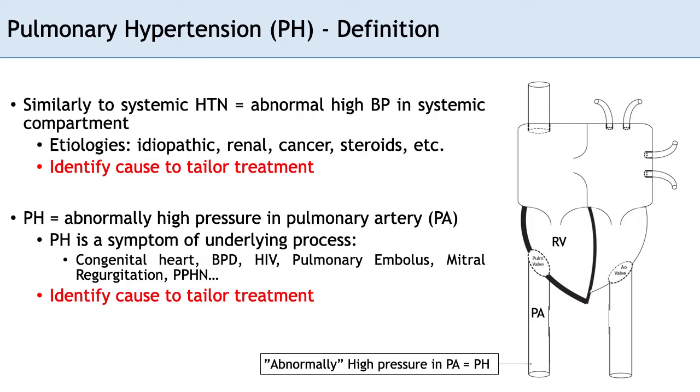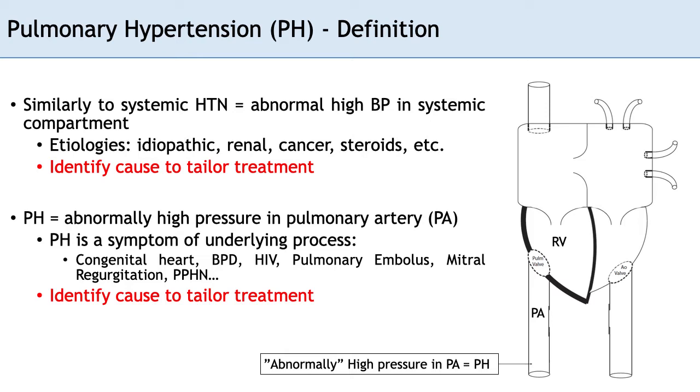So similarly to this context, if you have high pulmonary pressures in your pulmonary artery, this can be the symptom of an underlying process. So you can think of, for example, bronchopulmonary dysplasia, chronic thromboembolic disease, mitral regurgitation or left-sided heart lesion, persistent pulmonary hypertension of the newborn, or what I prefer to call acute pulmonary hypertension of the newborn, certain congenital heart defects that might expose the pulmonary artery to systemic pressures, are all different causes for having an abnormally high pressure in the pulmonary artery. And it's really by identifying the cause that you can eventually tailor your management.